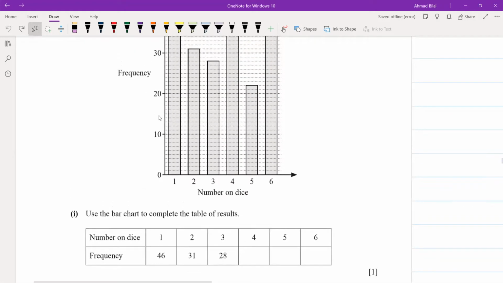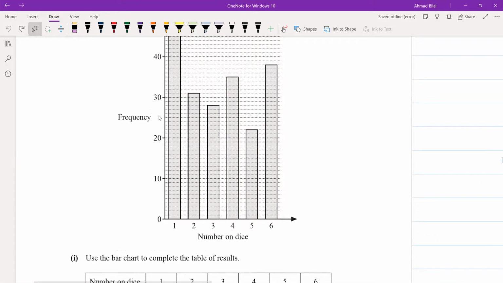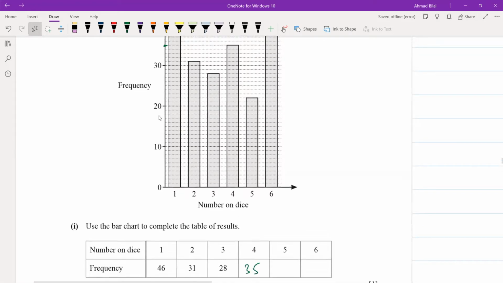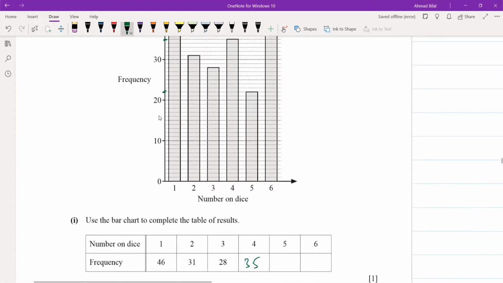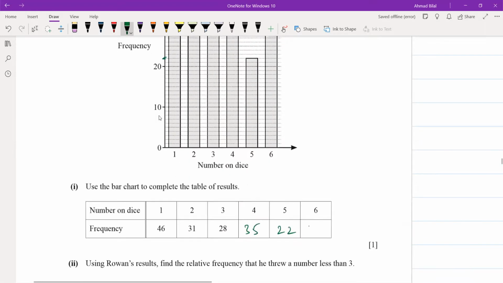Okay. So 1 पे 46 है, 2 पे 31 है, 3 पे 28 है, 4 पे क्या वैल्यू आ रही है? That's 35. 4 पे 35. 5 पे we have 22. 6 के ऊपर we have this number here, that's 38. Okay, so we completed the table. इसका sum जो है वो 200 होना चाहिए. उसने ऊपर बताया हुआ है, आप उसको verify भी कर सकते हो. This is your sum. अच्छा.